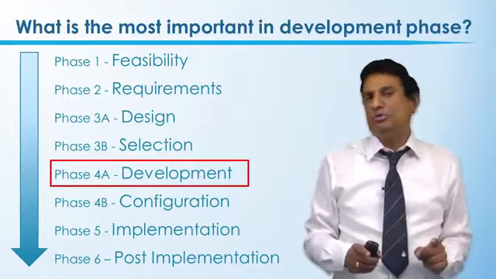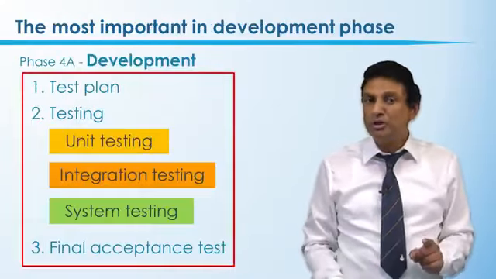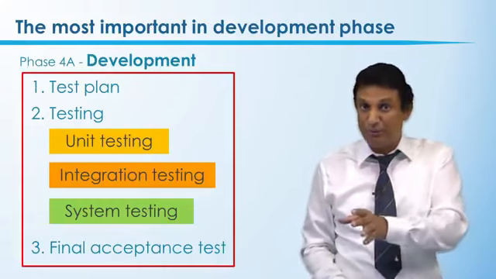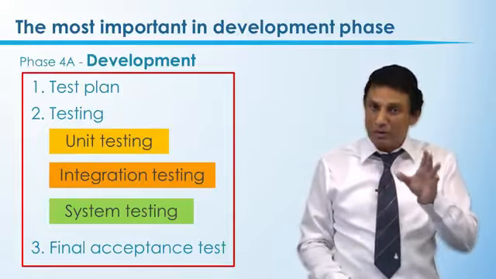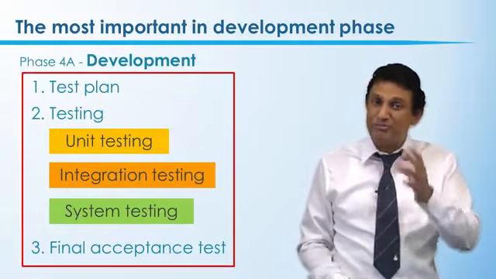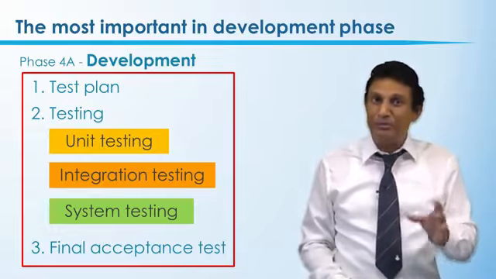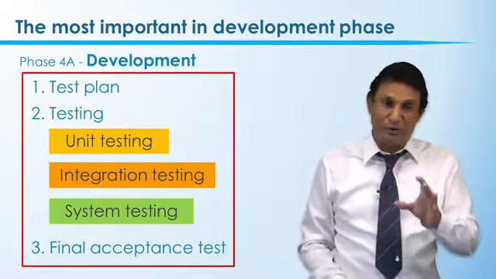What is the most important thing we should do in the development phase? The most important thing is testing, because the next phase is going to be implementation. So before we implement, we should check whether there are any errors or bugs within the system. And if we find any bugs, problems or issues, we try to solve them before we use the system. That's very important here.